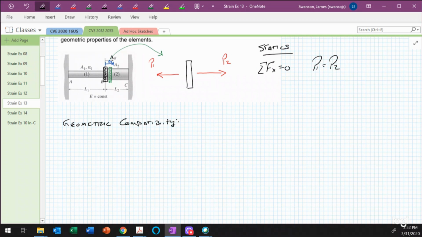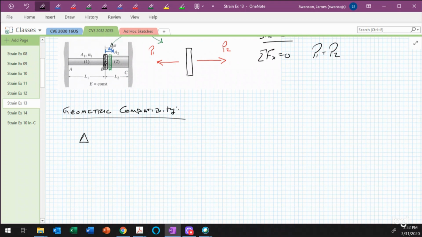Didn't spell it right, but that's okay. Like that. And what we have is our displacement delta B. And if that plate B moves to the right, that means that element number 1 has to get longer. So we say that that's equal to little delta sub 1. Since it's getting longer, that's positive.